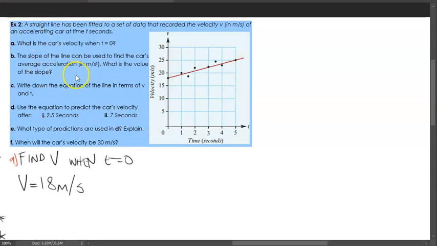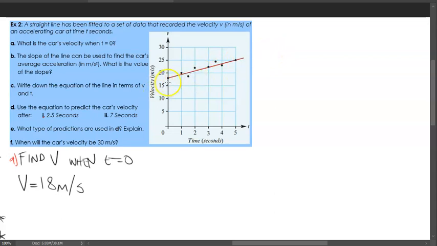The next question is saying that the slope of the line can be used to find the car's average acceleration in meters per second squared. What is the value of the slope? So this is saying here that at time equals 0 and at time equals 5, we can see that there is this change. It starts at 18 meters per second. In 5 seconds, it is now at 25 meters per second. So we know that it has sped up in 5 seconds.